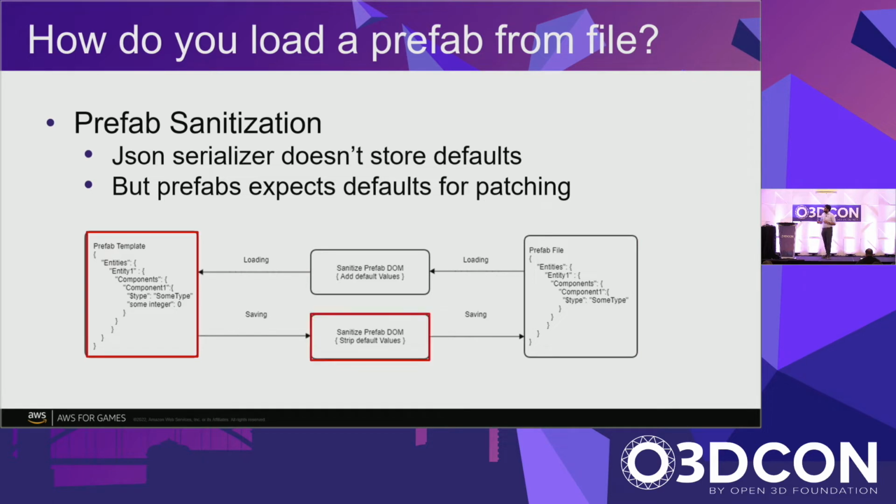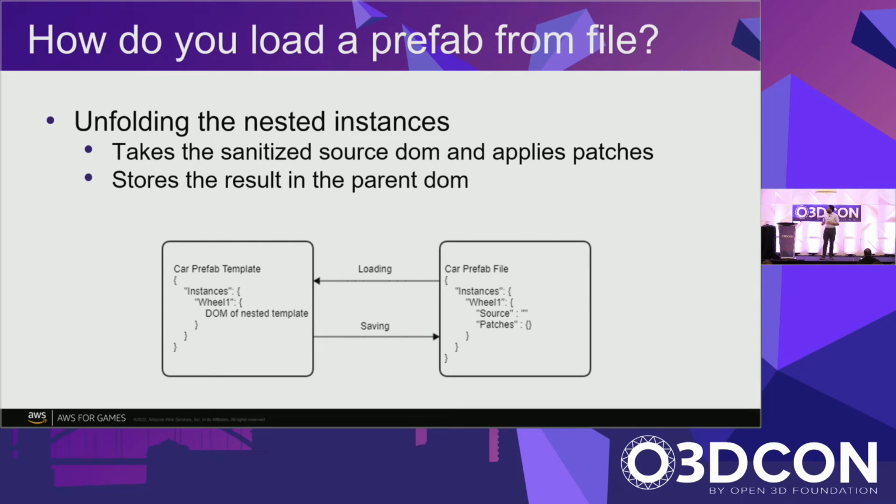Similarly, when saving a template into a file, we strip out the defaults so that it's nice and compact again. So that's what loading and saving looks like. In addition to adding the defaults, something else we do during the loading process is we unfold the nested instances. So a nested prefab may or may not have patches applied on top of it. So during the loading process, what we do is apply these patches onto the prefab DOM or JSON, and then store the result of that under the target template, which is the car template.